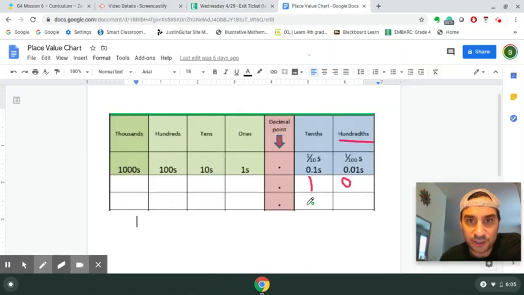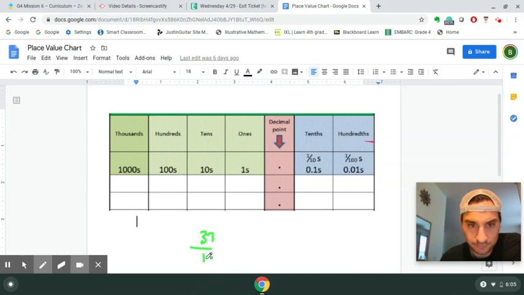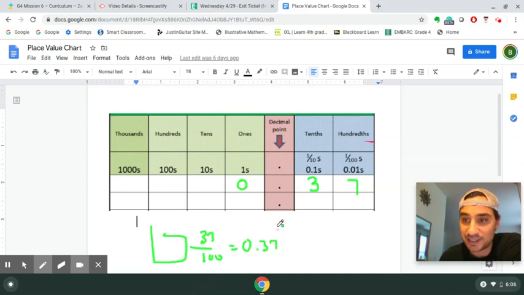Think about your place value chart. 37 hundredths. There's no whole numbers. All right, I can't put 37 in my hundredths. I have to spread out those digits. 3 in my tenths, 7 in my hundredths. 0.37. I just gave my friends who watched to the end of the video a huge boost there. Make sure you're following along.